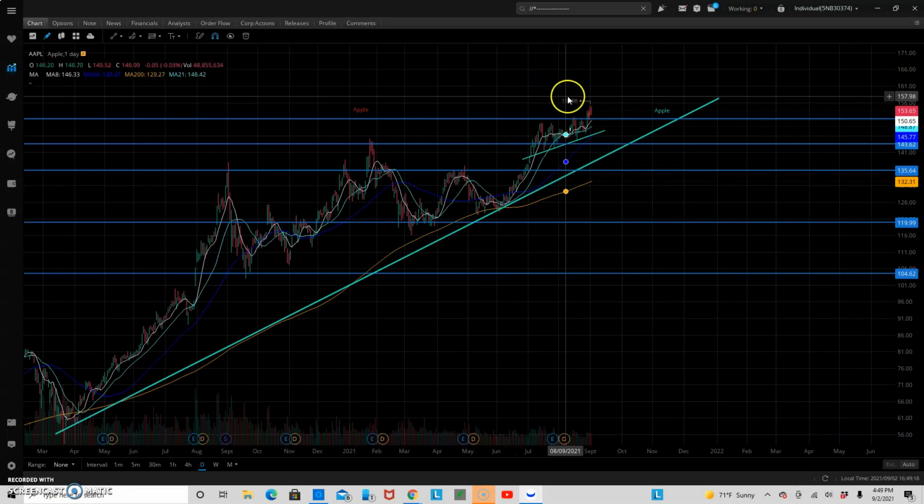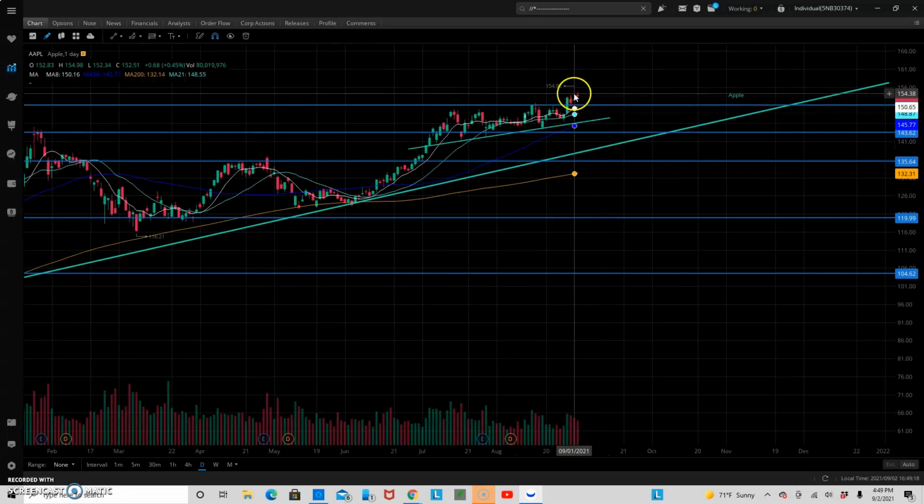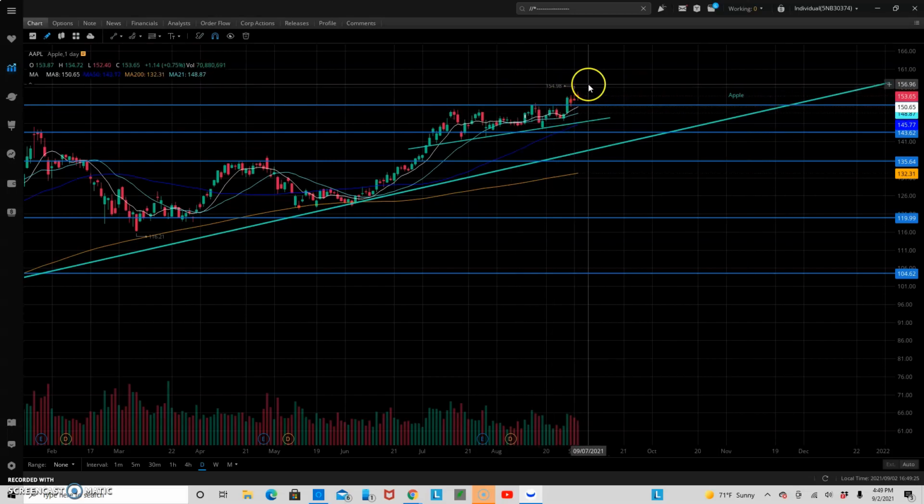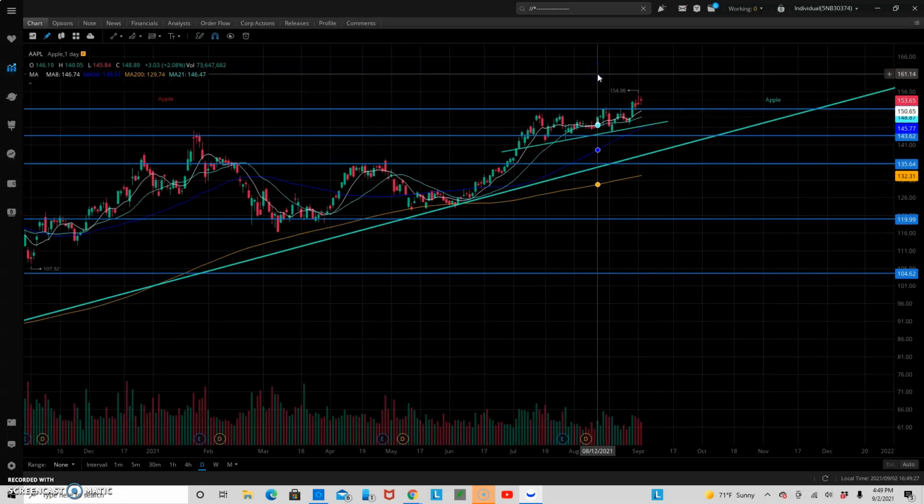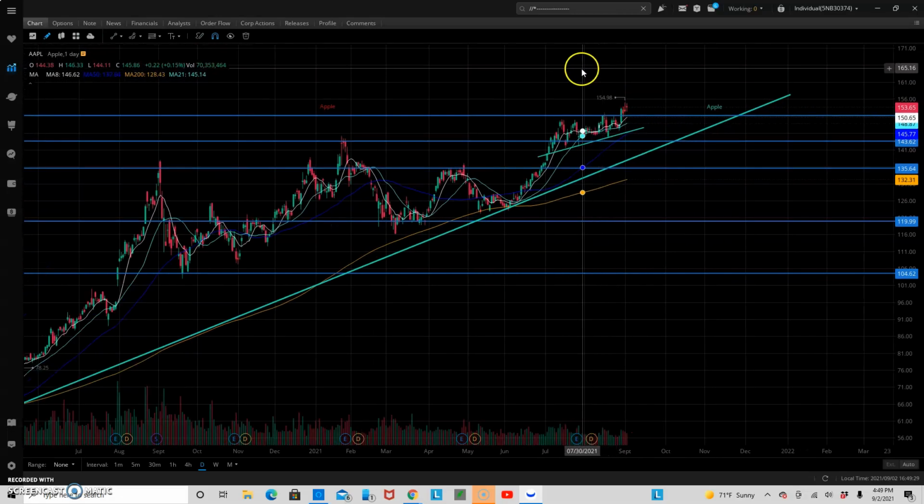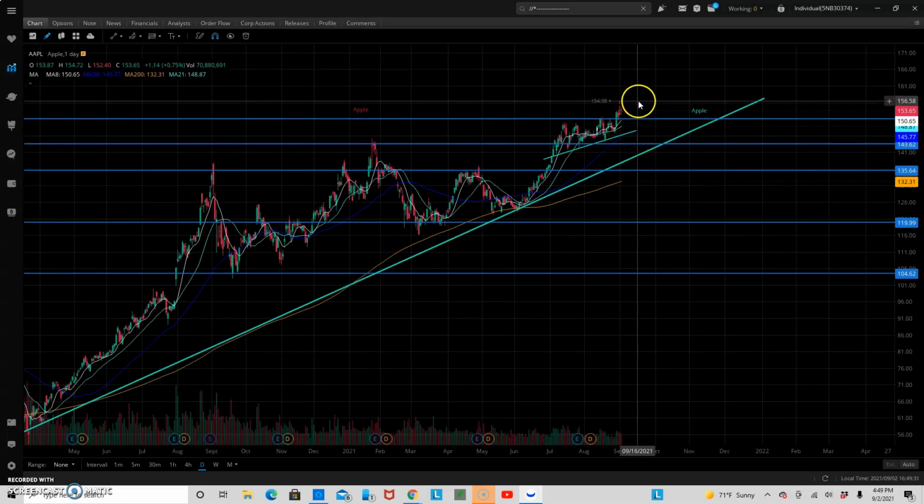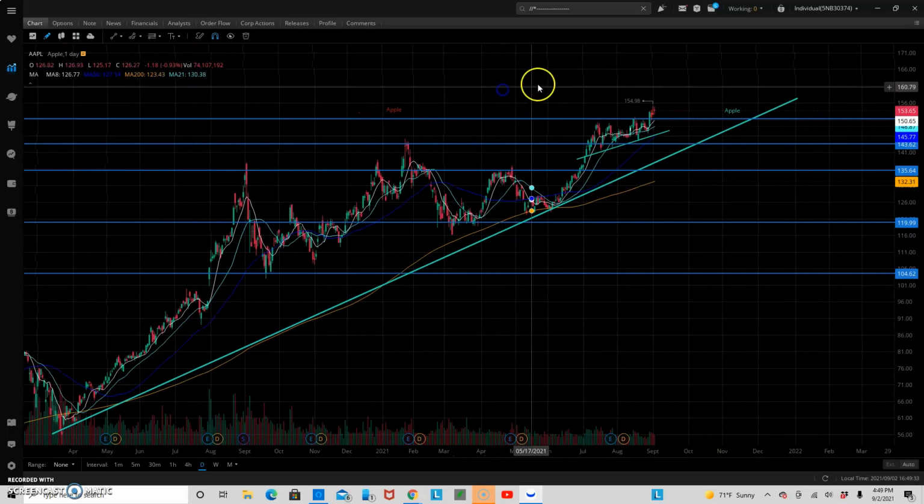You could see we just hit a 52-week high on this stock yesterday at $154.98. So it couldn't quite get up to that 155 level, but we got very close. We'll be looking to hopefully get above that 155 pretty soon here.